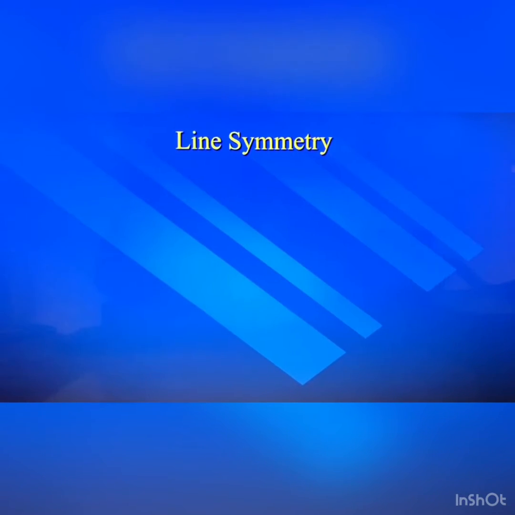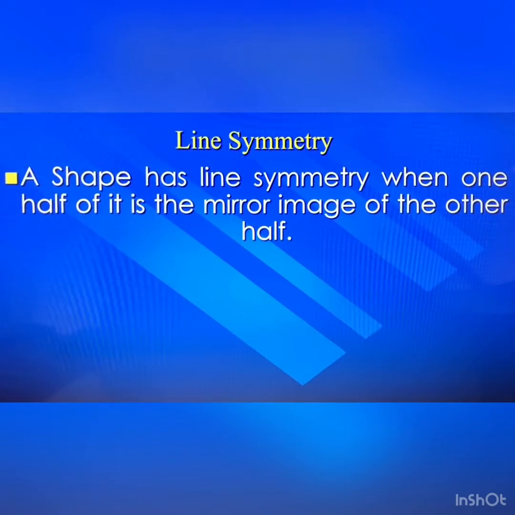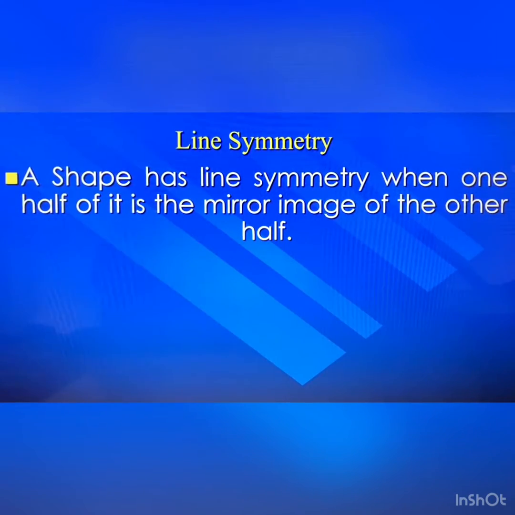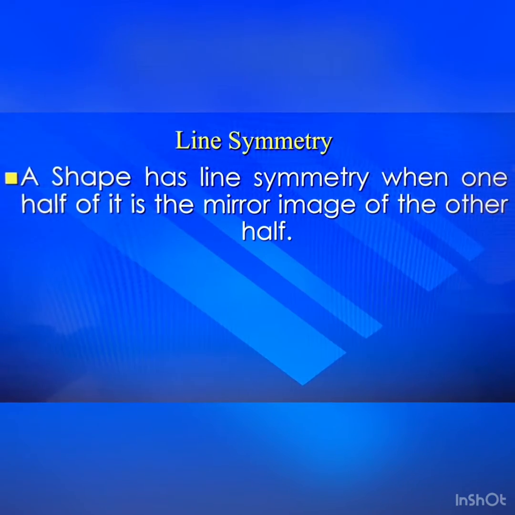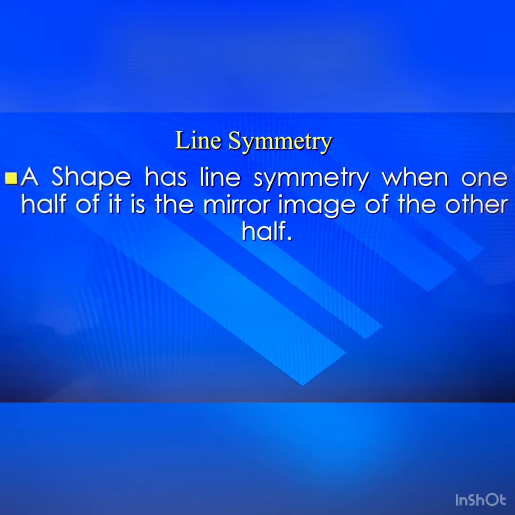Symmetry, a visual presentation for class 6. So first of all, a line of symmetry. A shape has line symmetry when one half of it is the mirror image of the other half. तो सिमेट्री का मतलब समझ गए होंगे कि एक ऐसी लाइन जो ज्योमेट्रिकल शेप को 2 इक्वल पार्ट्स में डिवाइड कर दे उसको हम सिमेट्री कहेंगे। Means a line which divides a geometrical shape in exactly 2 equal parts, then that is called a line of symmetry.